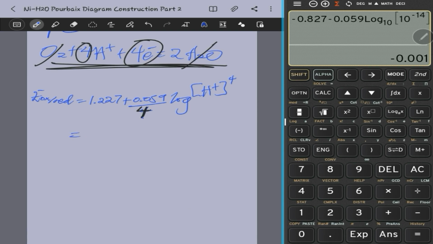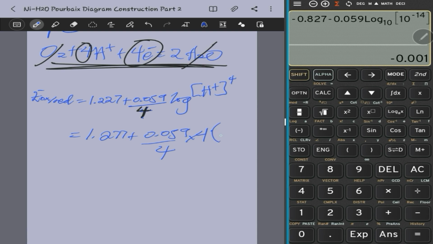So we end up getting 1.277 plus 0.059 over 4. We change this whole log part to pH so we can get the equation we need to draw the line. So we get minus pH, to the power 4. First of all, let's simplify the log just to make sure things are not too messy. So we have times 4, and then minus pH. This is quite simple, so this takes care of this.